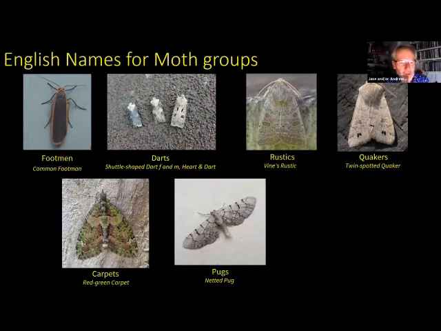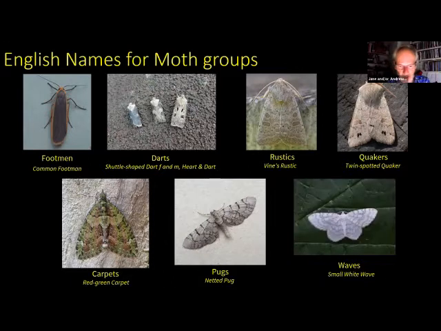And then we have the pugs, which are mainly very small moths. Well, in fact, the whole group are very small moths, like a pug dog, for instance. And then we have the waves, which have lots of these wavy line patterns over the wings, which again illustrate quite clearly why they're called what they are. So it's quite interesting that you can go back 200 or 300 years to understand why some of our groups of moths have their perhaps unusual sounding names.